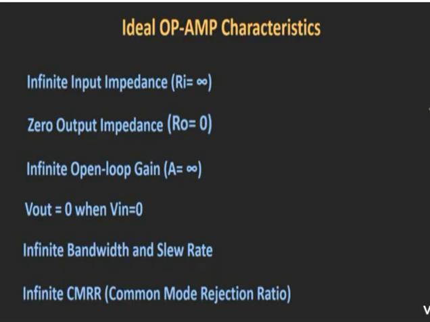So till now we have seen these characteristics of an op amp. Input impedance should be equal to infinite, output impedance should be equal to 0, open loop gain should be equal to infinite. If input voltage is equal to 0, then output voltage will also be equal to 0. Infinite bandwidth and slew rate, infinite common mode rejection ratio.